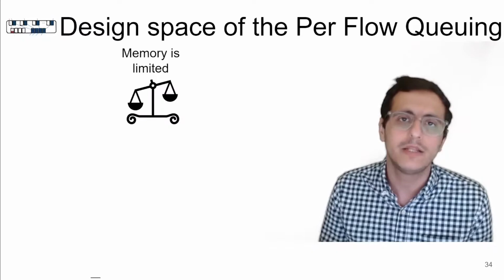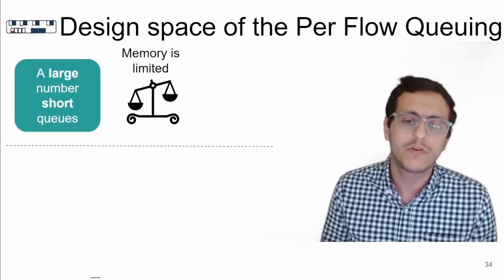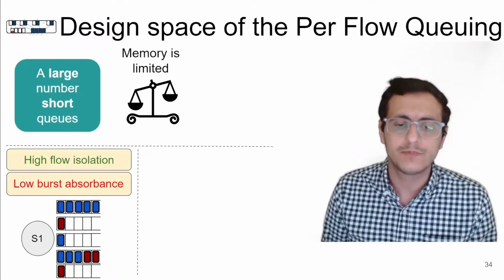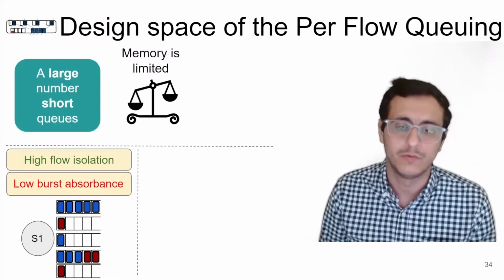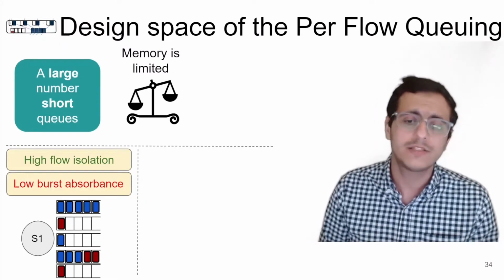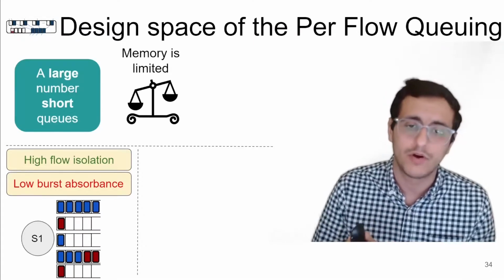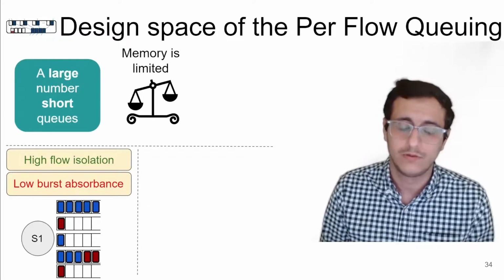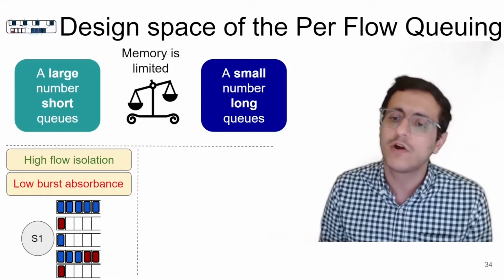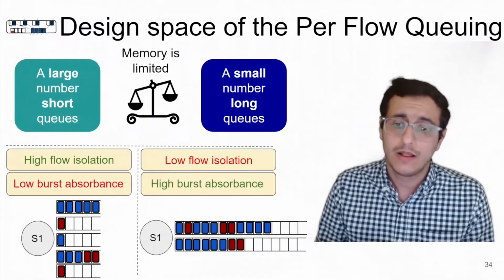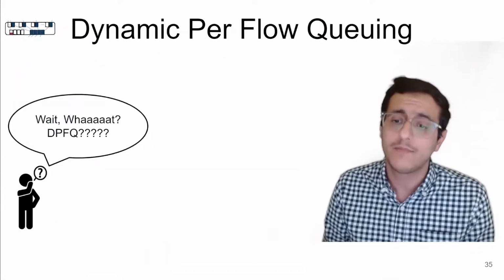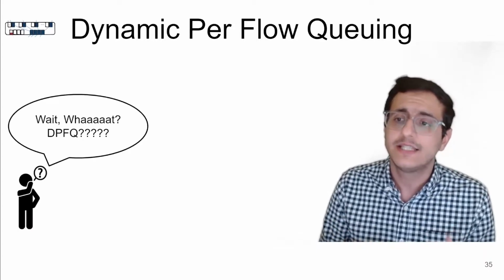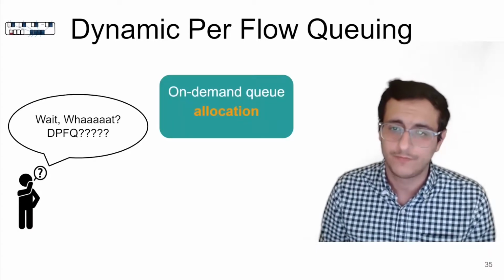Overall memory is limited at the end hosts. We can have a large number of short queues, for example, but the problem is it has low burst absorbance and it has high flow isolation though. High flow isolation comes from the fact that we have a large number of queues, and low burst absorbance comes from the fact that we have short queues. On the other hand, we can have a small number of long queues where we have low flow isolation and we have high burst absorbance. This is exactly why we present dynamic per flow queuing to address this trade-off.